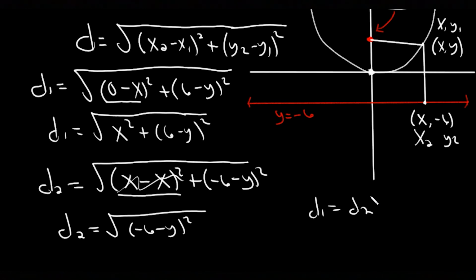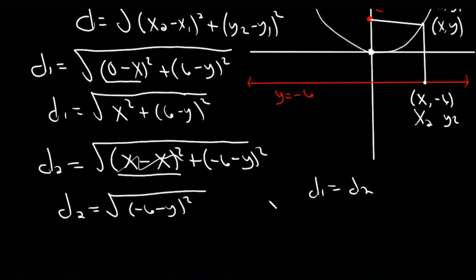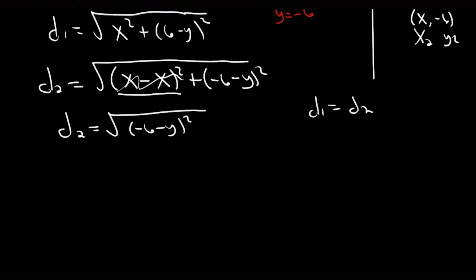But again, I'm solving for a vertical parabola here, meaning I'm going to be solving for y, so it's going to be y equals. So let's go ahead and scroll down. We're going to set these equal to each other now, and we'll go from there.